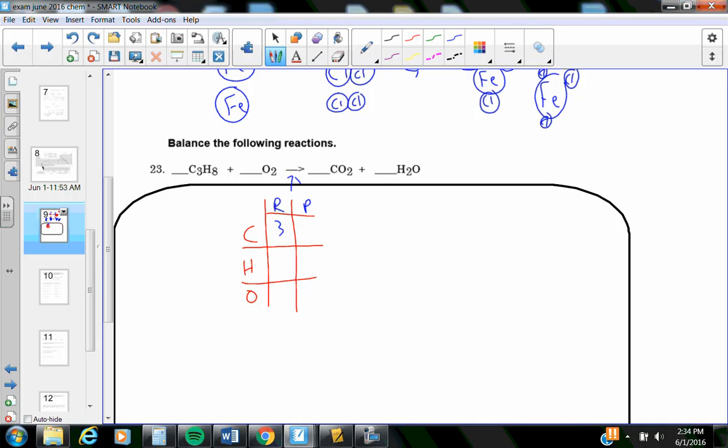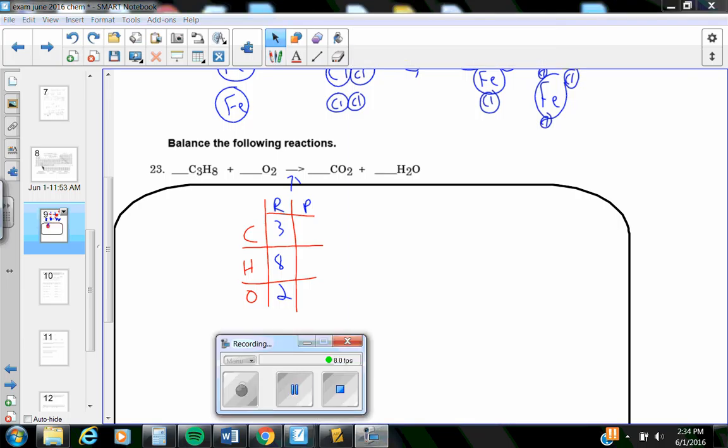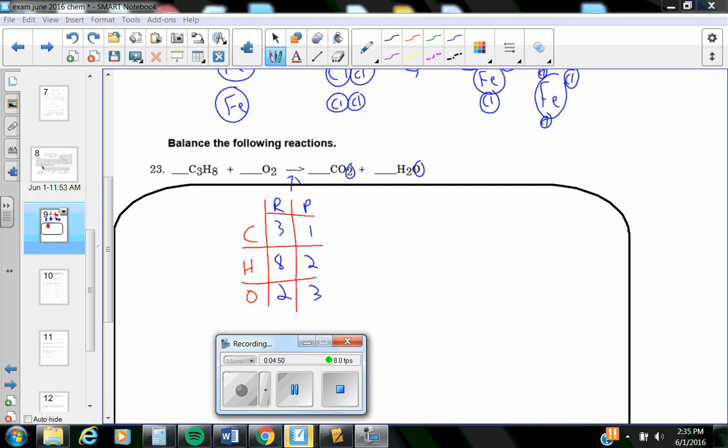I see 3 carbons, 8 hydrogens, and 2 oxygens on this side. On the product side, I see 1 carbon, 2 plus 1 is 3 oxygens, and 2 hydrogens. When I'm balancing these, I'm going to start with the C's. We have 3 C's over here. I'm going to need a 3 there. Next thing I'm going to do is go to the H's, and I'm not even going to recount. I have 8 H's over there. I need 8 over there. I need a 4 there to change that into 8.